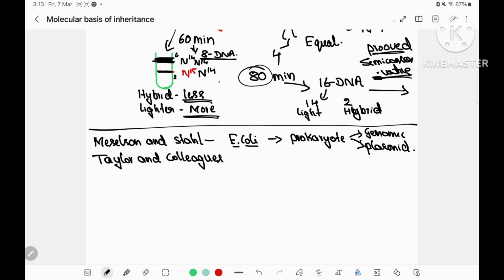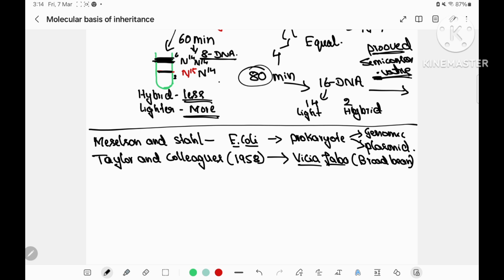Now the Meselson and Stahl experiment was conducted using Escherichia coli bacteria, which is a prokaryote, and it contained both genomic DNA as well as plasmid DNA. Now Taylor and colleagues in 1958 conducted an experiment to prove whether the chromosomal DNA will replicate in the semi-conservative method or any other method.